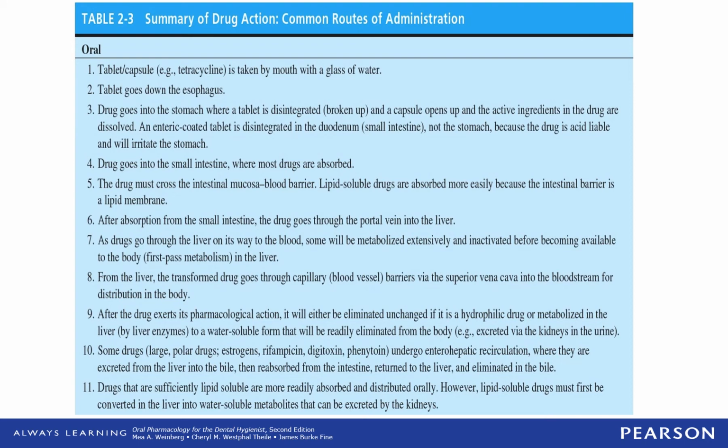Some drugs, examples of these being large polar drugs, estrogen, rifampicin, digitoxin, phenytoin, undergo enterohepatic recirculation, where they are excreted from the liver into the bile, then reabsorbed from the intestine, returned to the liver, and eliminated in the bile.